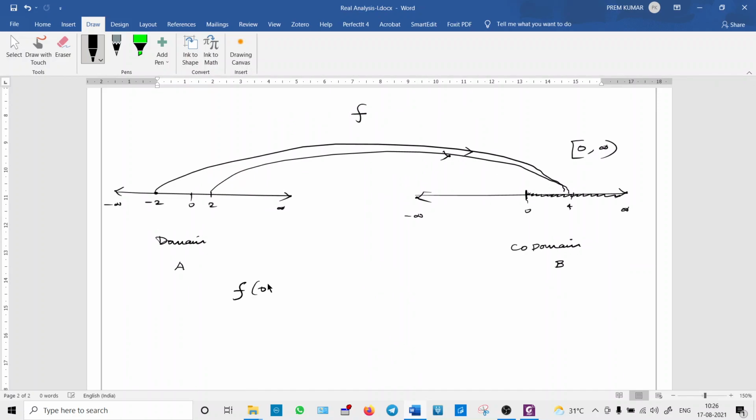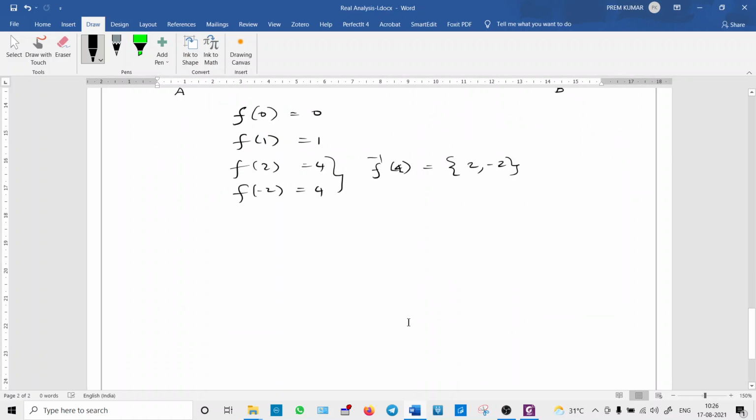What is the image of 0 under this function? 0. What is the image of 1? 1. What is the image of 2? 4. What is the image of minus 2? That is also 4. So from these two, what can I conclude? What is the inverse image of 4 under this mapping? It contains two elements, 2 and minus 2. Okay, like this many questions you can ask yourself.